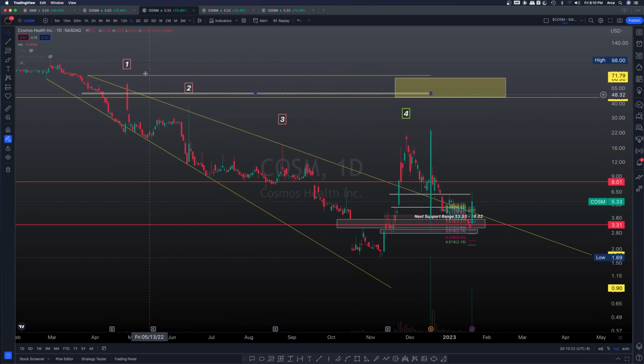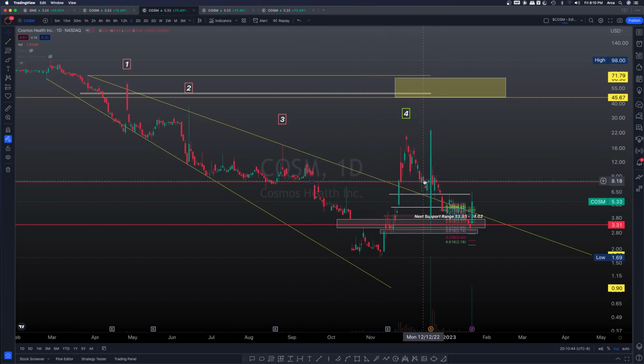Usually we have 3 tests of the resistance, whether it be a descending channel, or a broadening descending wedge like this one, or sometimes even triangles. In this case, we did break out on that test number 4. And of course, after that breakout, we actually have to come back and validate our newly converted, what was a resistance, into now a support.